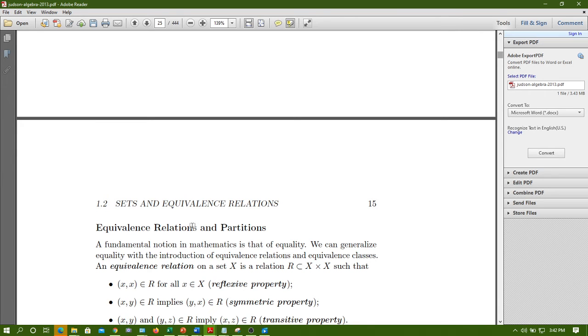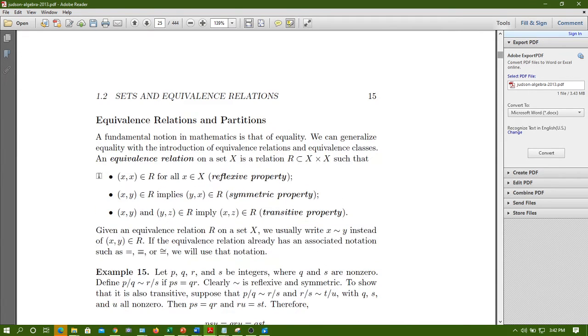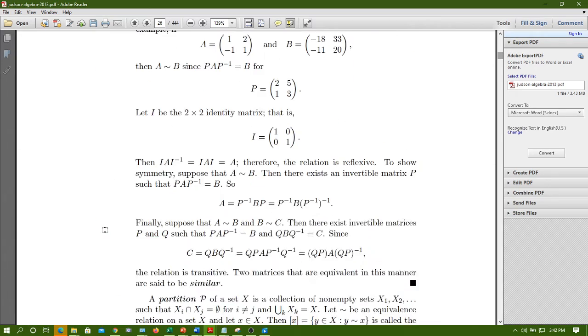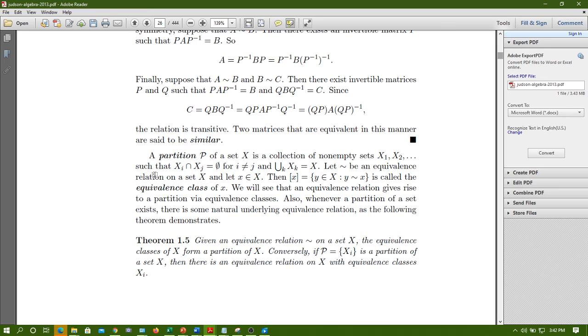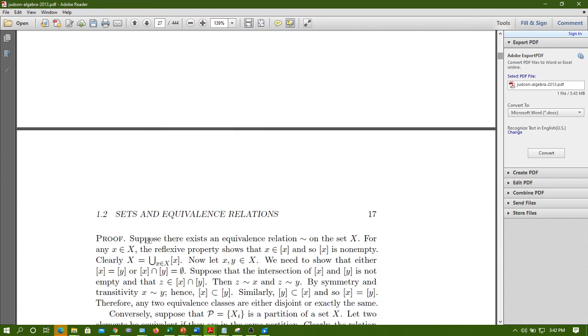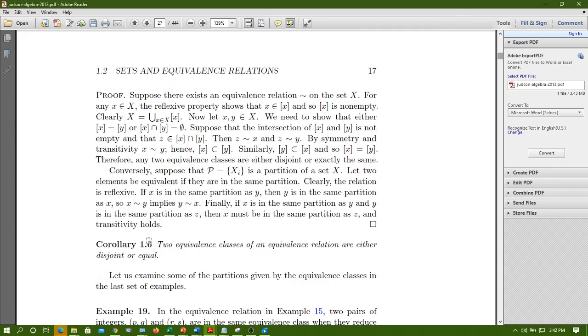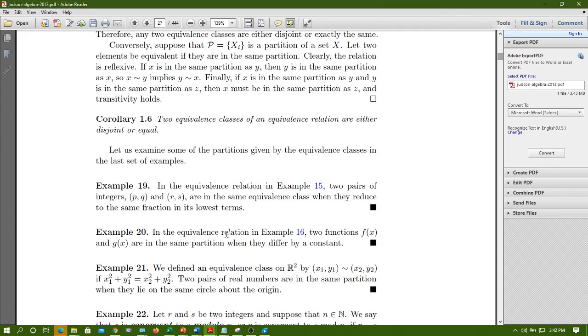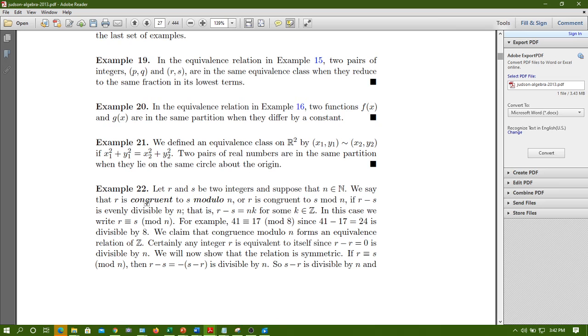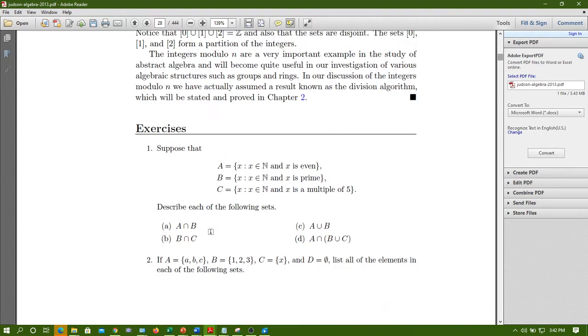So equivalence relations and partitions are discussed today, and these are the properties: reflexive, symmetric, and transitive. We have also examples here. Okay, partition P, similar equivalence classes of X, and then what still? Equivalence classes. You have watched it in the video presentation. Congruent to S modulo N. So we will be dealing with modulo N maybe next week. And then here are some exercises that I might give you on Thursday.